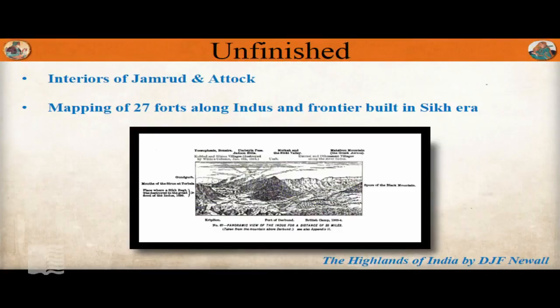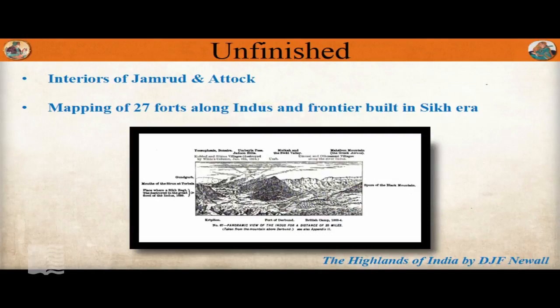Beautiful travelogues. And in my mind, after the first book, in the nights I would see the dreams of Attock and Jamrod as though the mission had been incomplete. And as I looked at this picture of DJF Newall, after the Second Anglo-Sikh War in 1849, 1851, DJF Newall travels to the Tanawal range along the river Indus and stands at Darband and looks down and marks where all the Sikh forts were.